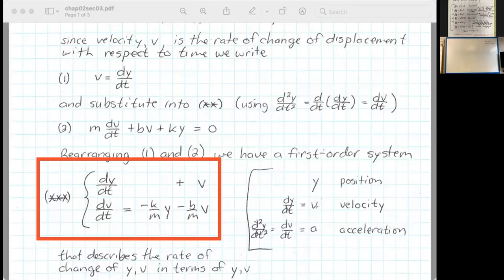y represents position, v represents velocity, a represents acceleration. I rewrote them, solving for dy/dt and dv/dt, so I could present it as a first order system. I solve for dv/dt by putting the two pieces, bv and ky, on the right and dividing by m. Remember, m, b, and k are positive constants. There are no springs with negative stiffness, no masses with negative mass, and no dampers with negative damping, at least right now. Certainly I'm not going to let you have a zero mass here. We could talk about other ways we could fudge this later.